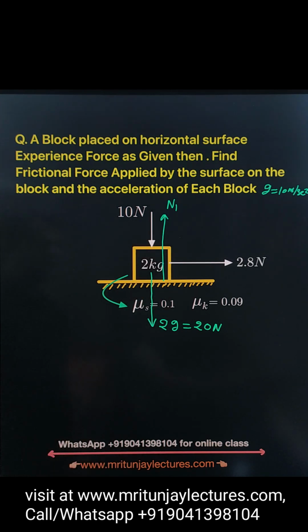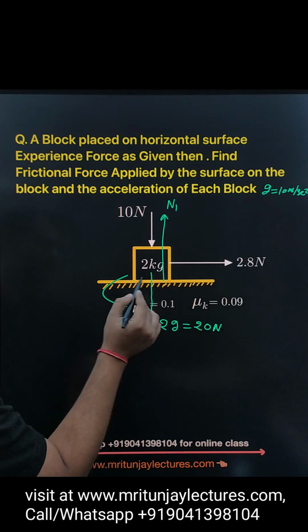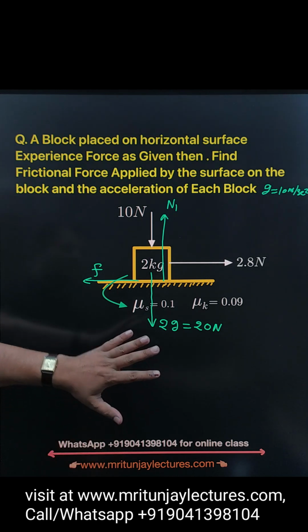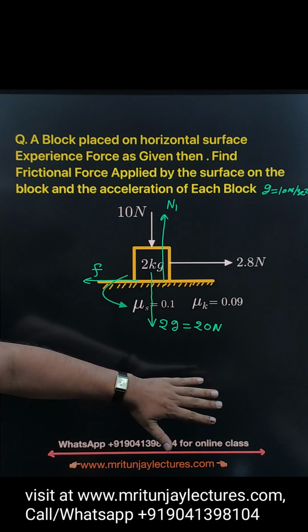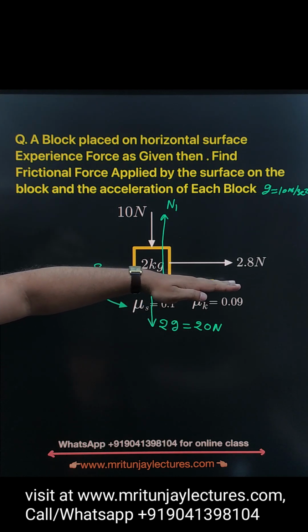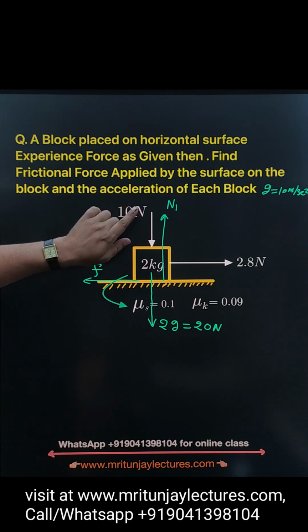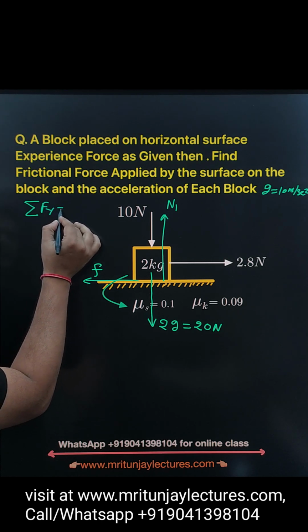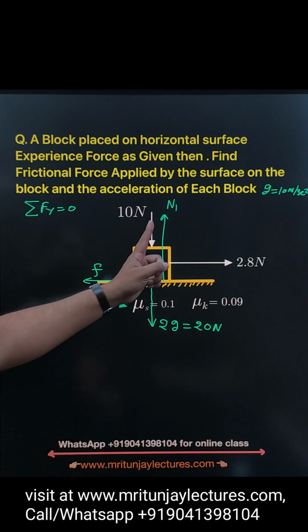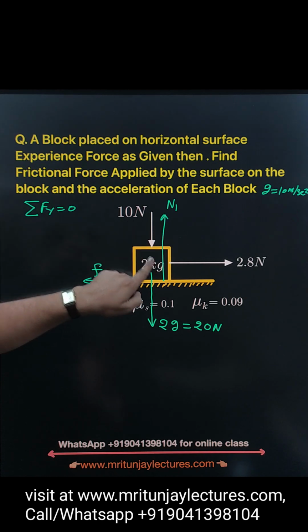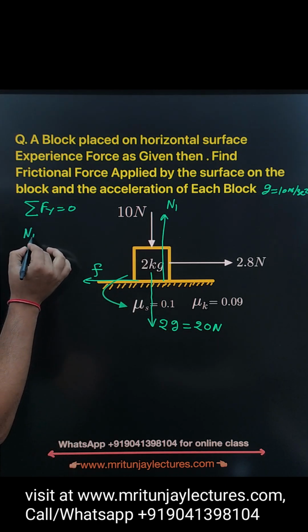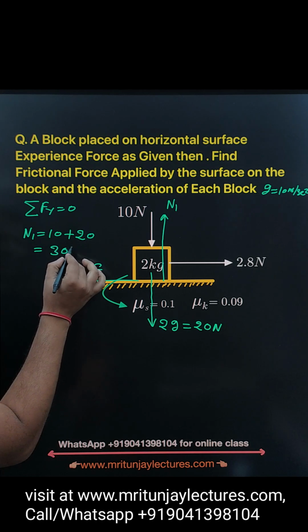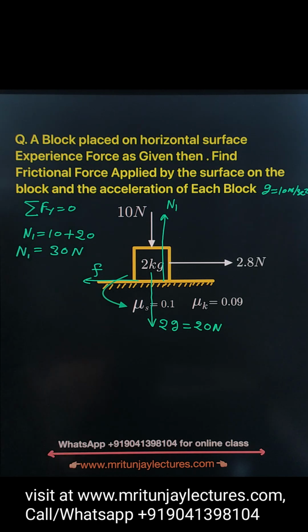Now the frictional force. The driving force is here, so the frictional force developed in this direction is F. First of all, this block is not going in the downward direction, because this is a ground surface. So the net force in the y direction is 0, according to Newton's second law. It means the upward force N1 is equal to 10 plus 20. So N1 is 30 Newton.